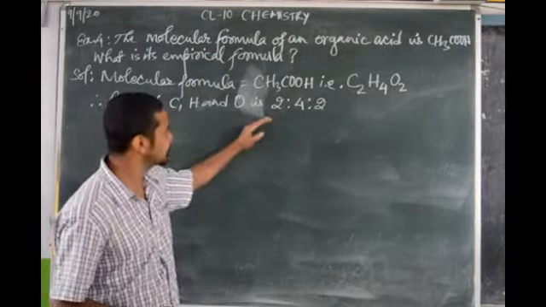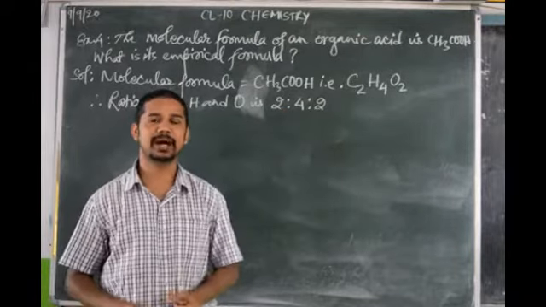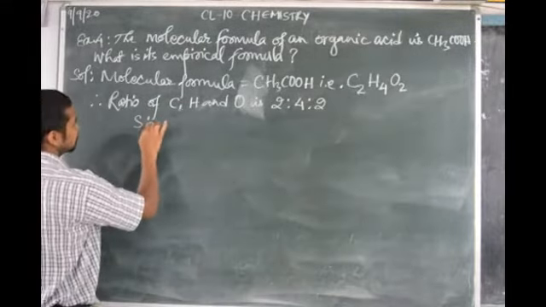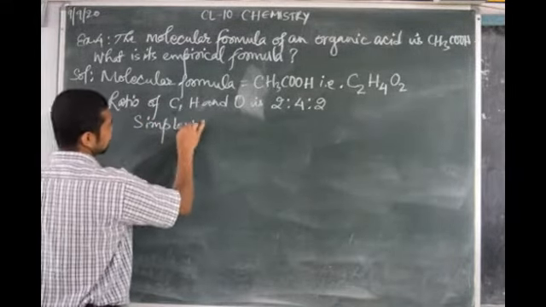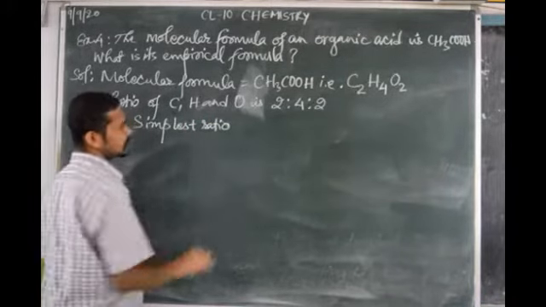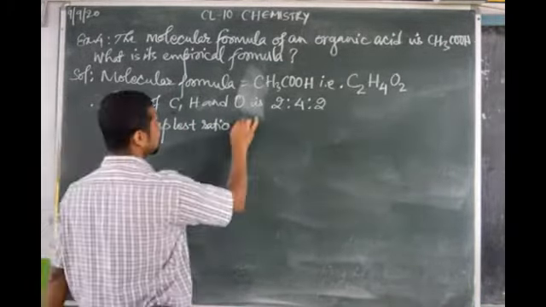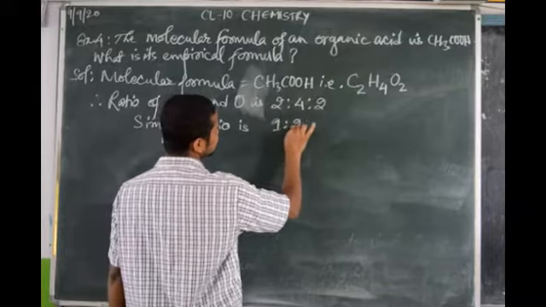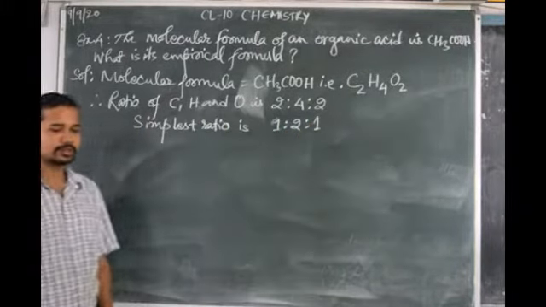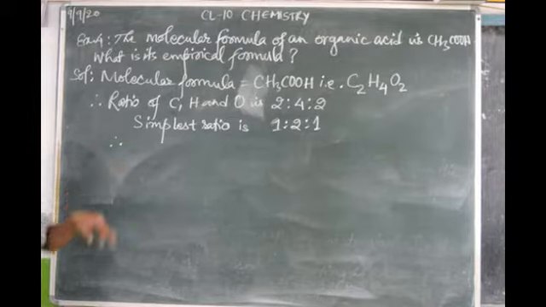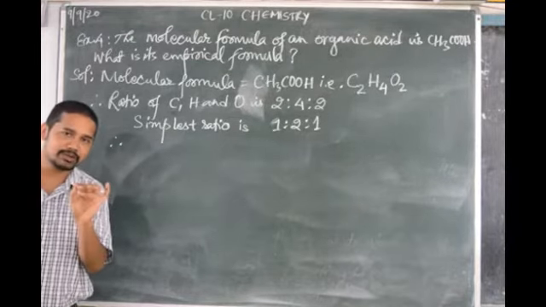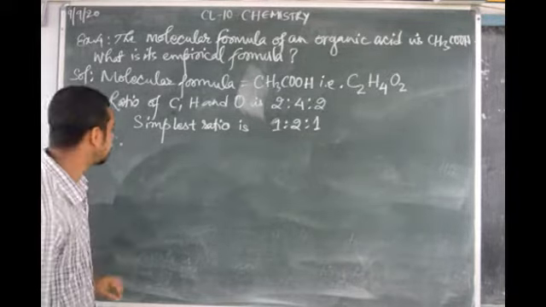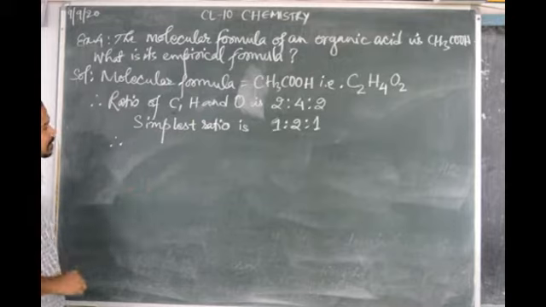Do you think this is the simplest whole number ratio? No. All of these can be divided by 2. So we'll find the simplest ratio: divide all by 2. So 1:2:1. Therefore, now what is the empirical formula? It is the simplest ratio of atoms of elements present in a molecule. So we got it.